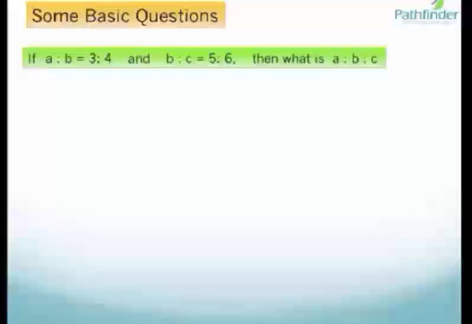If A as to B is equal to 3 as to 4 and B as to C is equal to 5 as to 6, then what is the ratio of A as to B as to C? Let us solve this question.